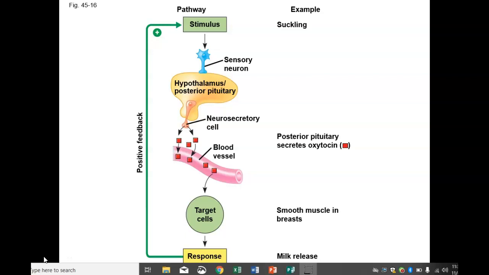And so if the baby suckles on the breast, that's the stimulus. It's going to go through a sensory neuron to the hypothalamus and the posterior pituitary. Then it's going to secrete the oxytocin into your blood vessels. The smooth muscles in your breast are going to be the target cells, and that's going to cause the release of the milk from the vesicles within the mammary glands beneath the smooth muscles in your breasts.